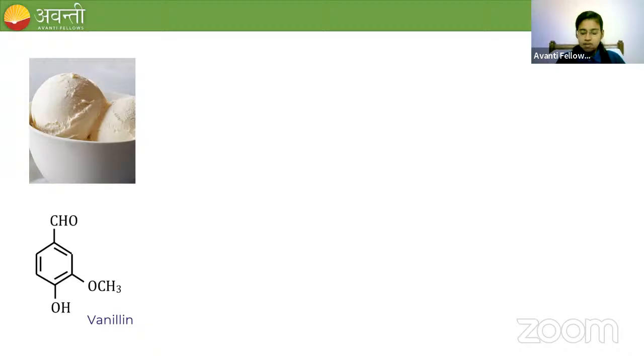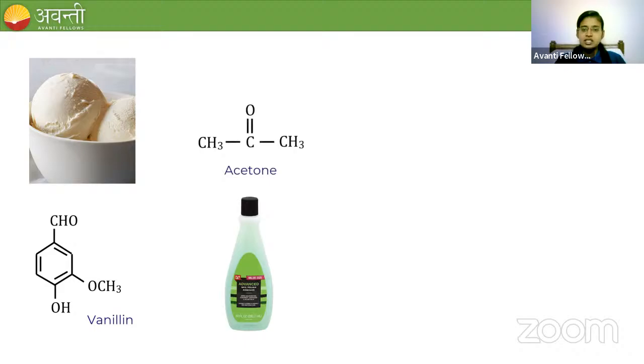I will show you one more picture. What is this? Yeah, nail polish. A nail polish remover kind of thing. The compound that is present inside this is called acetone.